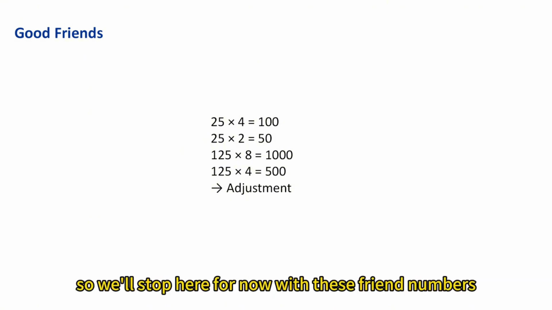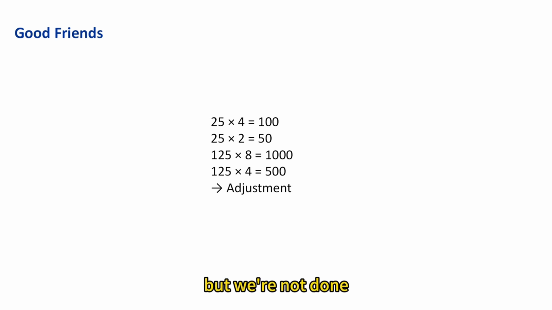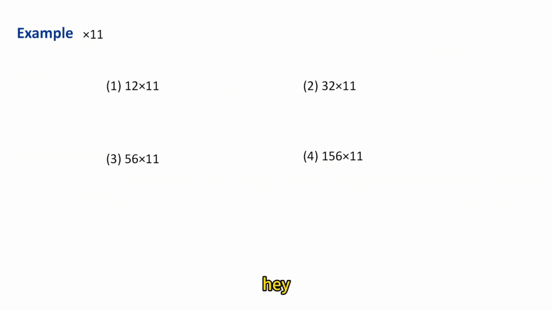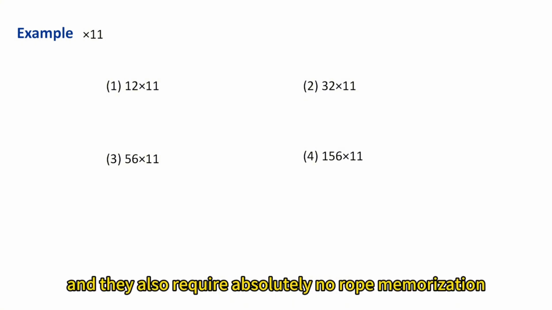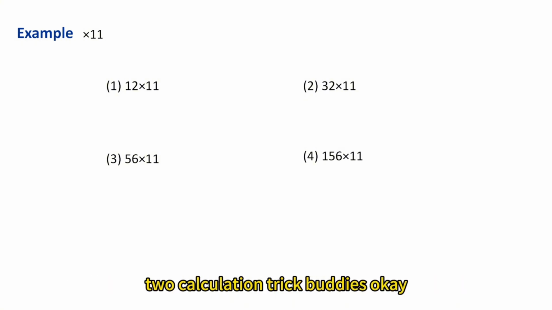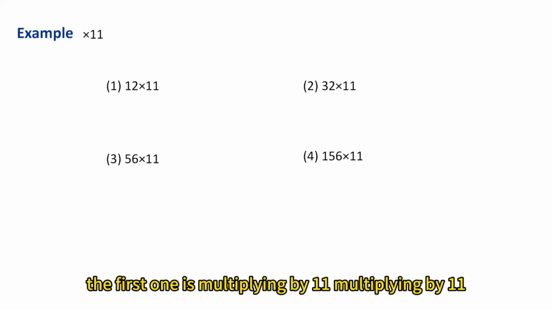Alright, so we'll stop here for now with these friend numbers, but we're not done. Next, I want to teach you two more. I think they're especially good, especially useful, and they also require absolutely no rote memorization. Two calculation trick buddies. Okay, the first one is multiplying by 11. Multiplying by 11.